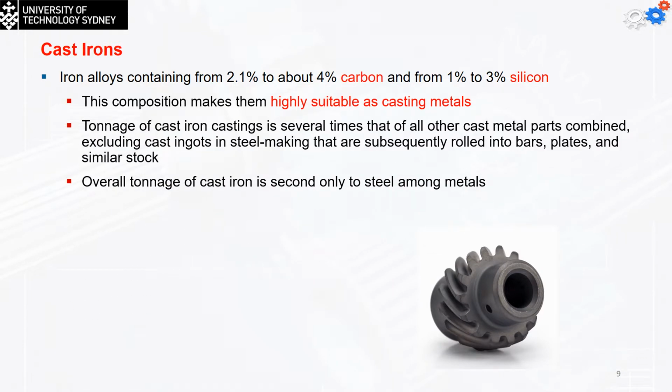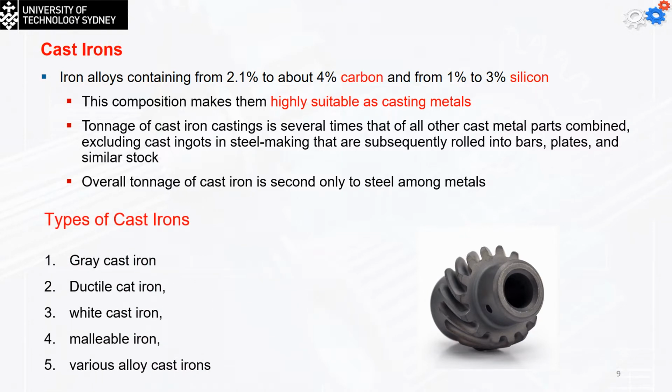This composition makes it highly suitable as a casting metal, and the tonnage of cast iron castings is several times that of all the other cast metal parts combined, excluding of course the cast ingots in steel making that are successively rolled into bars, plates, and similar stock. So just remember, you cannot make bars or shafts by using cast iron. The overall tonnage of cast iron is second only to steel among all the metals. The types of cast iron we have are gray cast iron, ductile cast iron, white cast iron, malleable iron, and various alloy cast irons. Usually the most common one is what we know as gray cast iron.